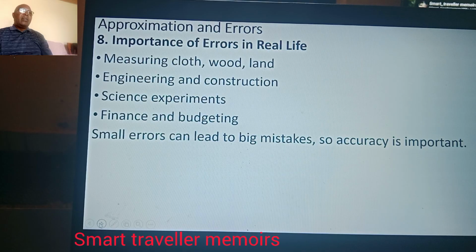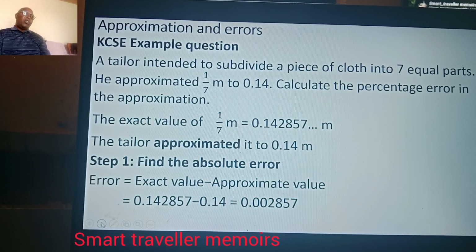Importance of errors in real life is in measuring cloth, measuring wood, or measuring land. It can also be used in engineering and construction. Again, science experiments like physics, biology and chemistry, finance and budgeting. Small errors can lead to bigger mistakes or big mistakes, so accuracy is important.